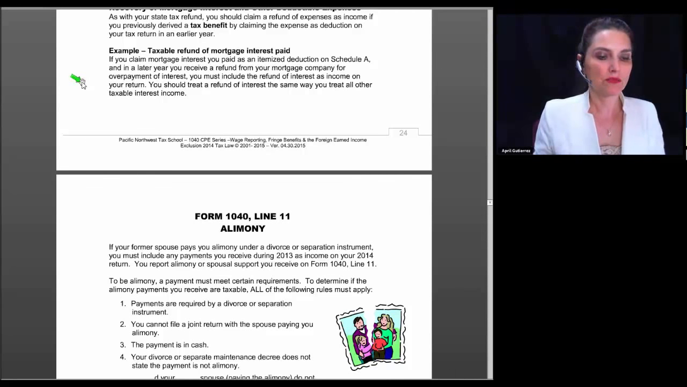You will be required to include the refund of that interest as income on your tax return, but interestingly, you don't include it on line 10. You would include it on the interest line, which is line 8.